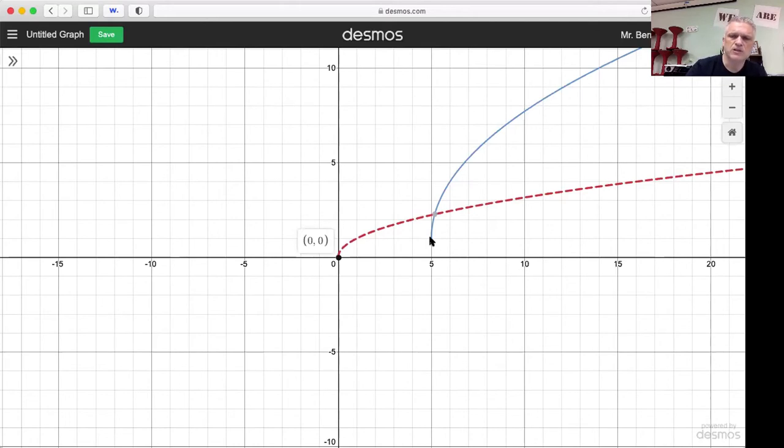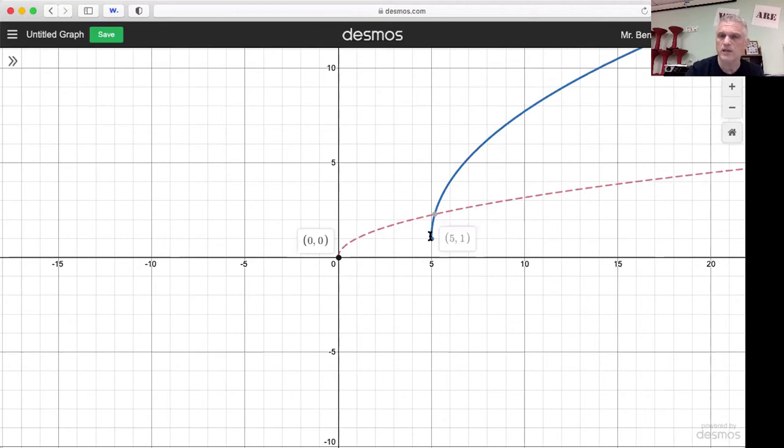Now, I can see 3 things that happen to this graph in order to make it into this transformed graph. One thing is we've moved the vertex from 0, 0 to 5, 1. We've moved it 5 units to the right and 1 unit up. So let's look at that first, and let's look at the translations. If you look at your equation, you can see that this is 5 units to the right. Well, where's the 5 in your equation? There's a minus 5 with the x under the square root symbol, which is a grouping symbol.